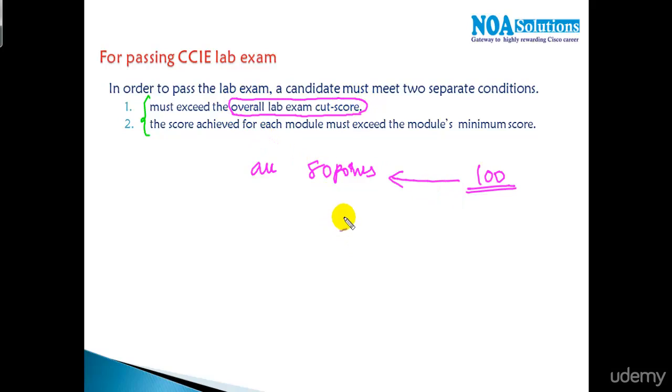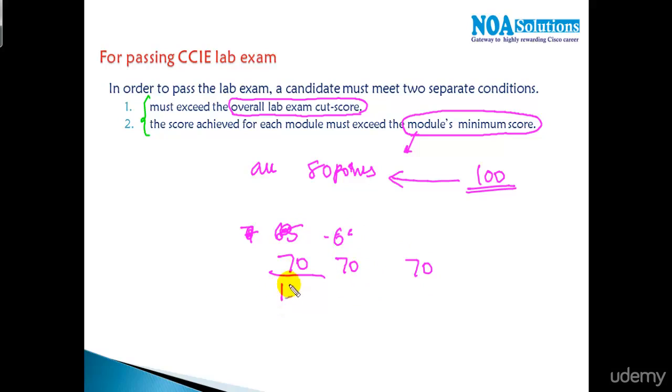And then you also have a minimum score in each and every module. The score achieved in each module should exceed the minimum score. Let's roughly assume there are 70 points minimum in each module. You have your troubleshooting section, your diagnosis section, and your configuration section. So the minimum score is, let's say, 70 points, and the overall score should be more than 80 points.